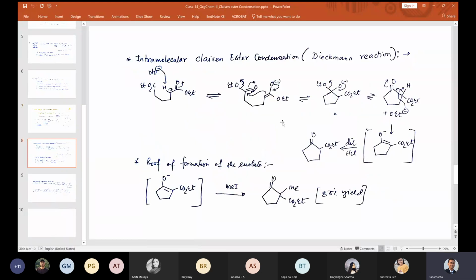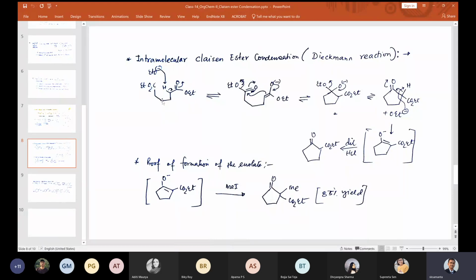Now this reaction is very, very interesting, and also important for exam purposes. In a lot of cases, this reaction is given in exams. This is called intramolecular Claisen-Ester condensation. The name is the Dieckmann reaction. Basically very simple. Now you can understand it without even an explanation.